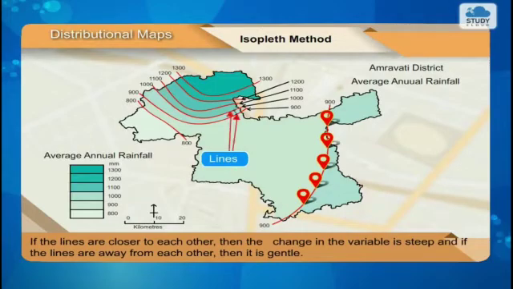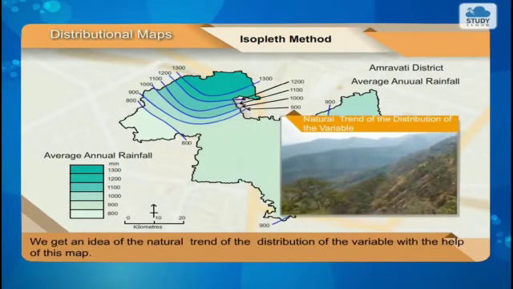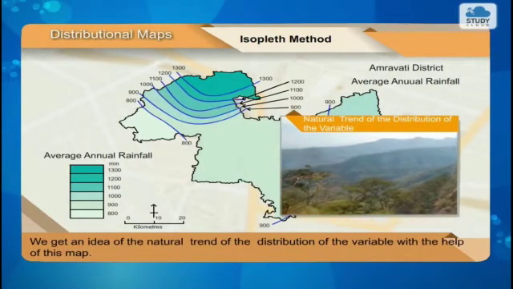If the lines are closer to each other, then the change in the variable is steep, and if the lines are away from each other, then it is gentle. We get an idea of the natural trend of the distribution of the variable with the help of this map.